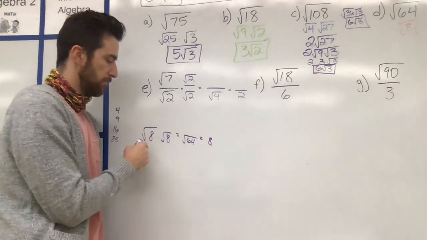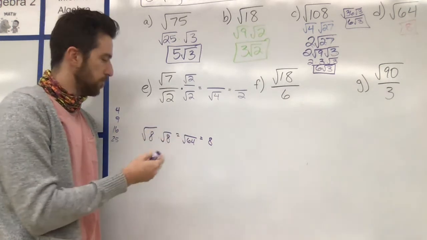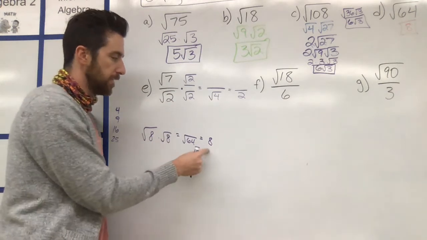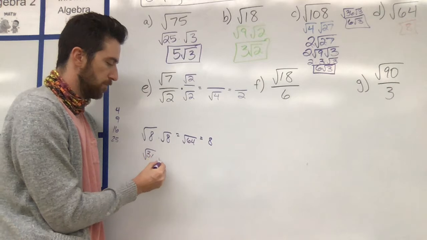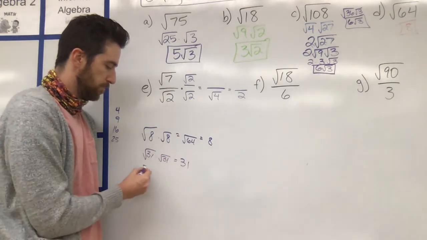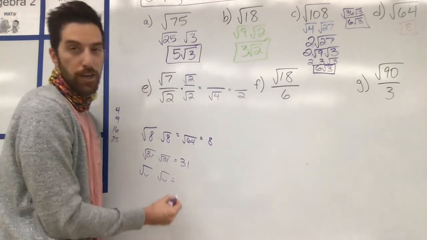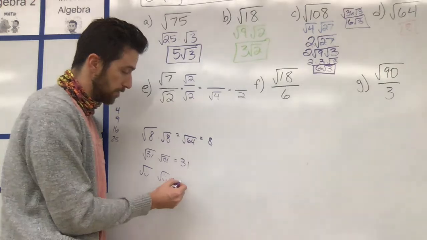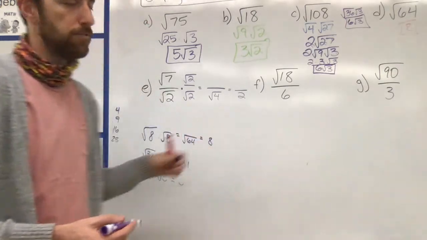So if you ever multiply a square root times itself, the square root symbols just go away. Square root of 8 times the square root of 8 is 8. Square root of 31 times the square root of 31 will just end up being 31. Square root of smiley face times the square root of smiley face? You guessed it, smiley face. So you can save yourself a step of writing there if you remember that.